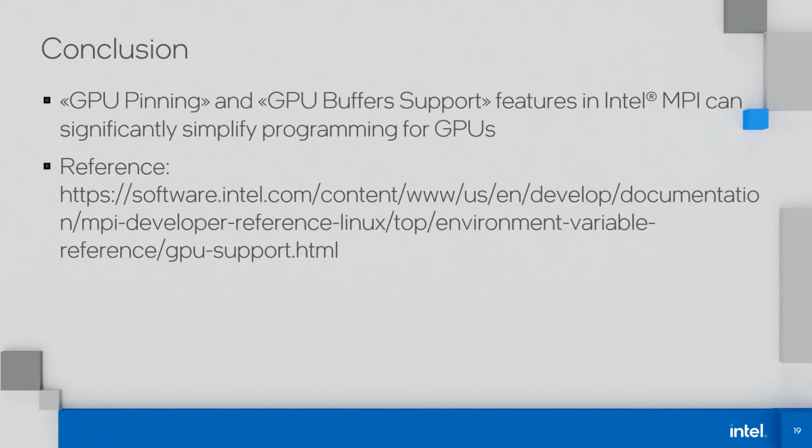So in conclusion, there are two features in Intel MPI which can help you to simplify programming for Intel GPUs. GPU pinning does not require code changes, and you can already use it if your code can work with one device. And another feature, GPU buffer support, requires some code changes, but it can optimize your code with future Intel MPI releases. And all information from the slides you can find in our documentation. Please find the developer reference for Linux, and there find the GPU support page.